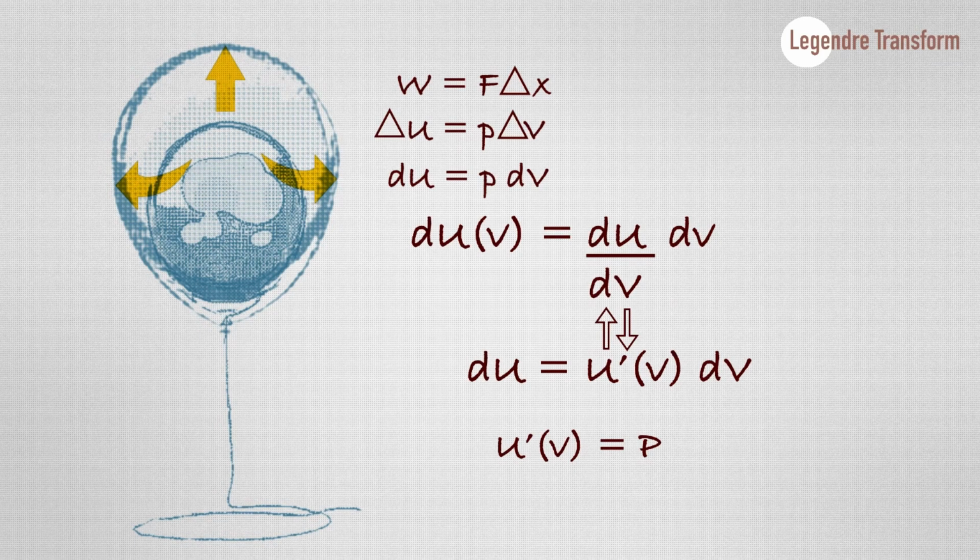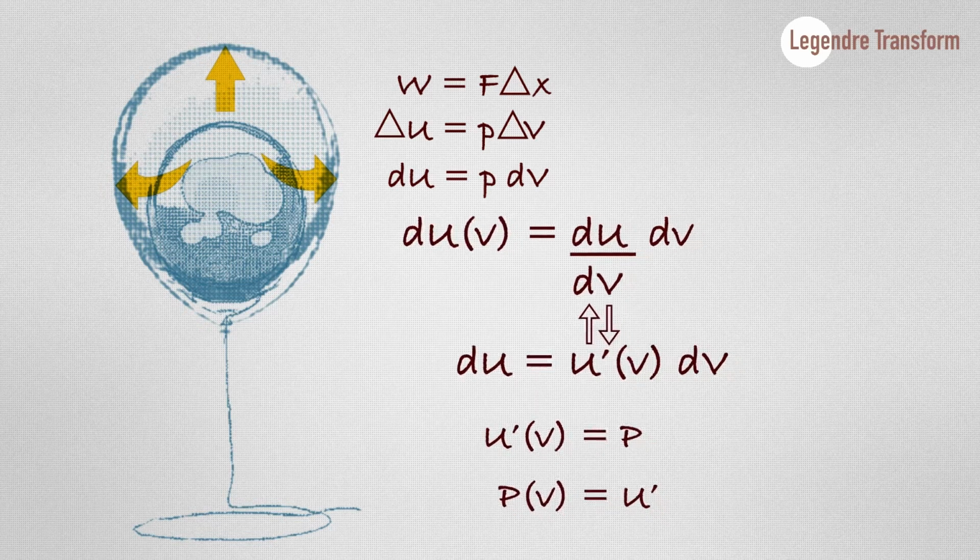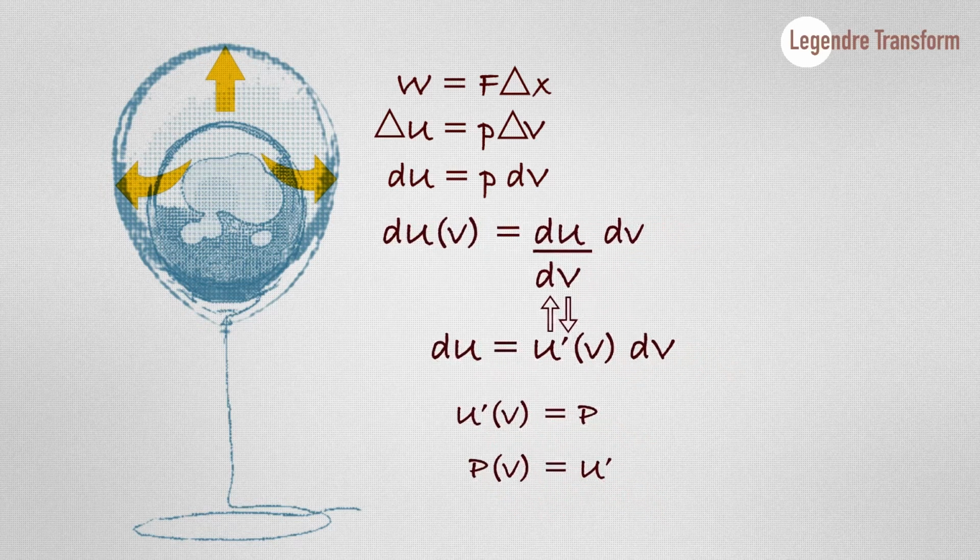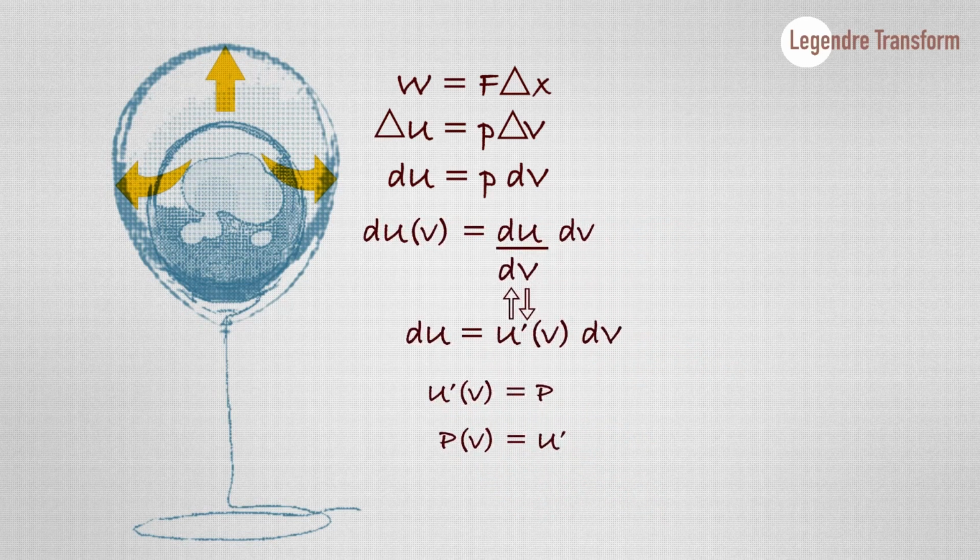Well, it's because we remember that pressure depends on volume. And we said that pressure of volume is the arbitrary way in which pressure depends on volume. But now we see that the specific way in which it depends on volume is the first derivative of the energy. So pressure as a function of volume is the first derivative of the energy.